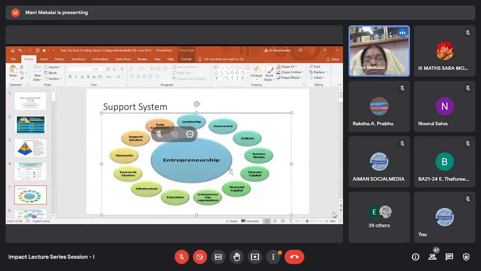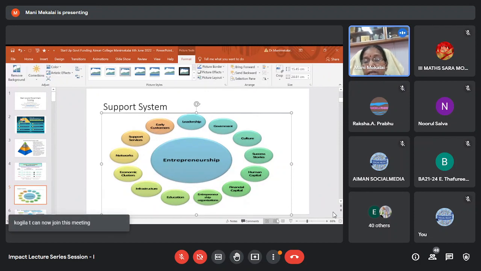I'm moving to the 4th slide, where the support system, what are the support systems for entrepreneurship, is being exhibited. There are a huge number of agents and networks to be made. So if you are listening to this lecture, and after that you may be intending to go for startups, you have to have leadership.